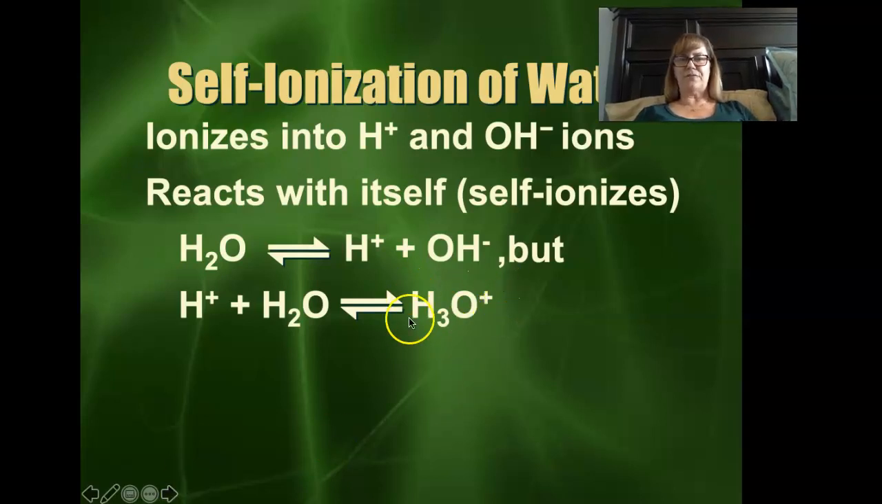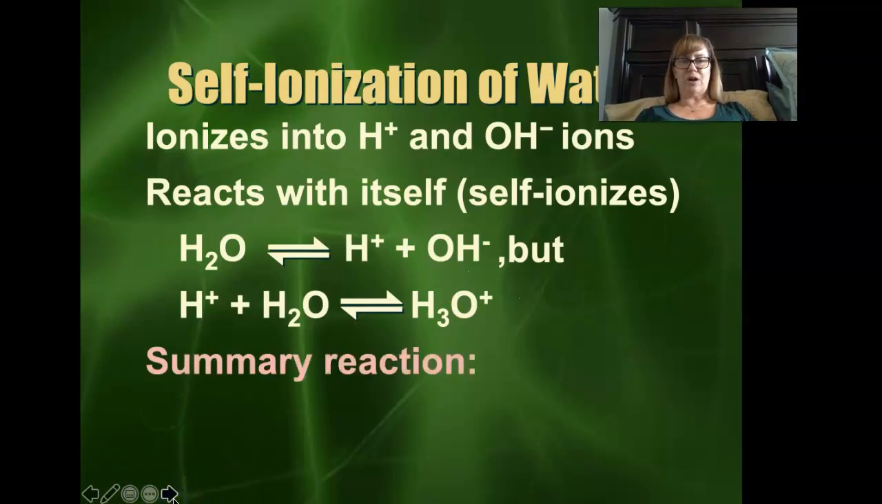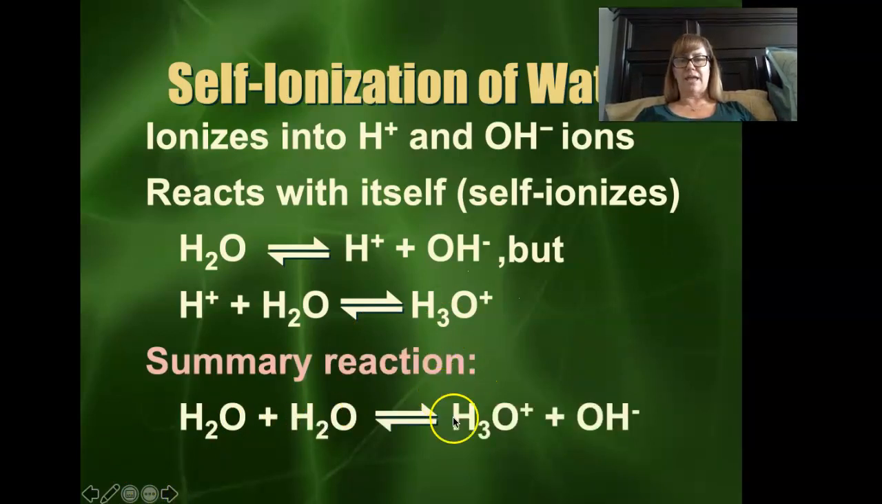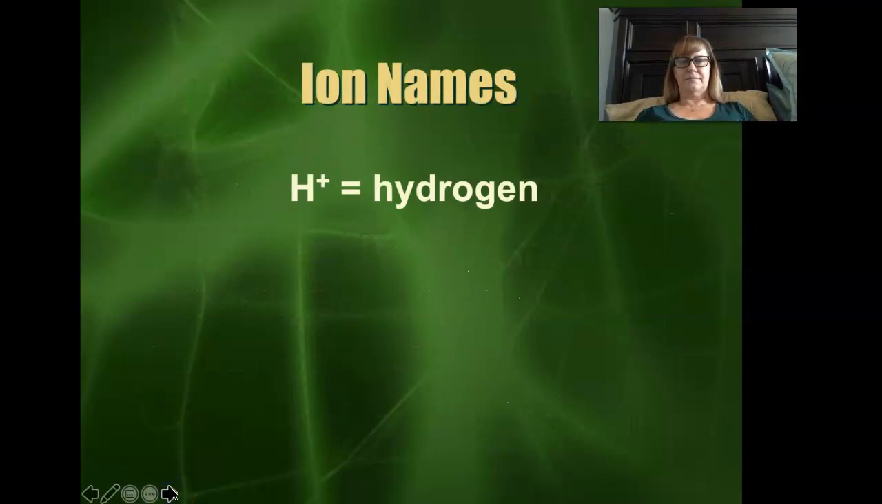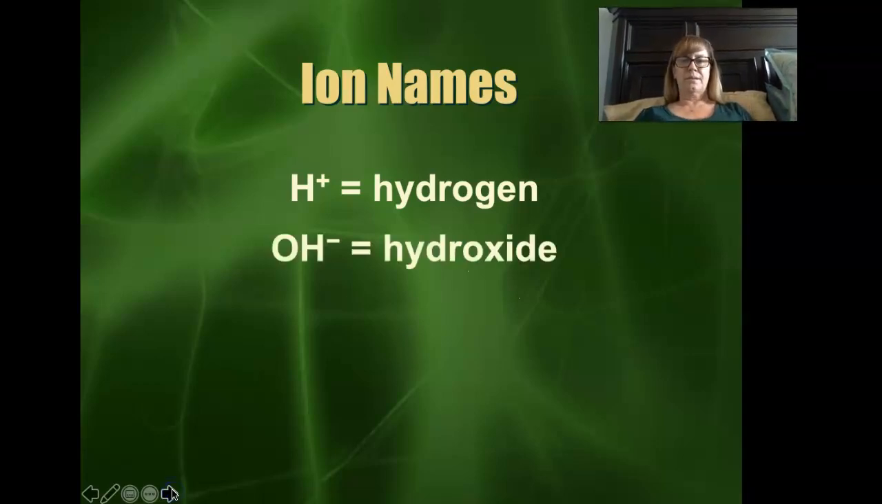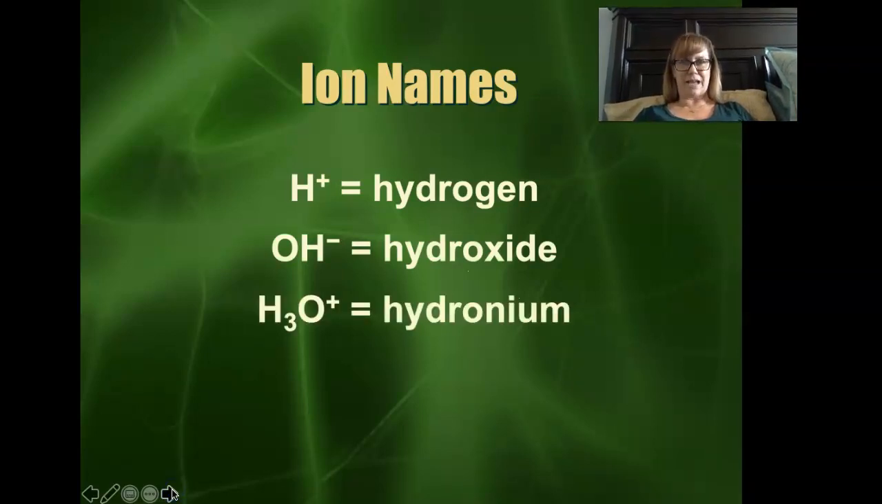This is that formula for hydronium that we talked about. H3O+ is a hydronium ion. So if you had two water molecules, you'd end up with a hydronium ion and a hydroxide ion. Hydrogen. Remember, a hydrogen ion is also simply a proton. There is nothing else in that ion besides that one proton. Hydroxide, you know that one. And here is your new one, the hydronium.